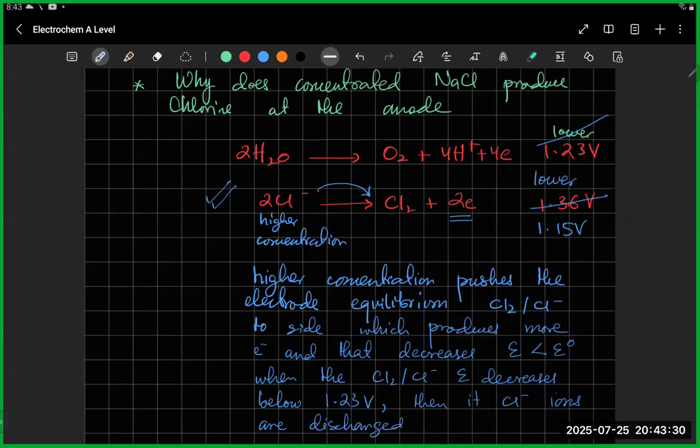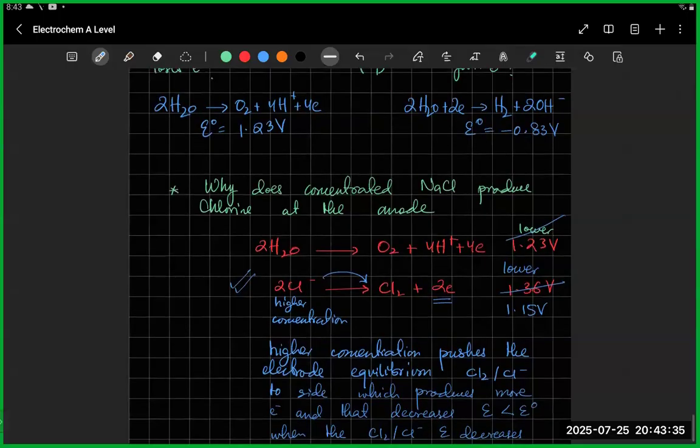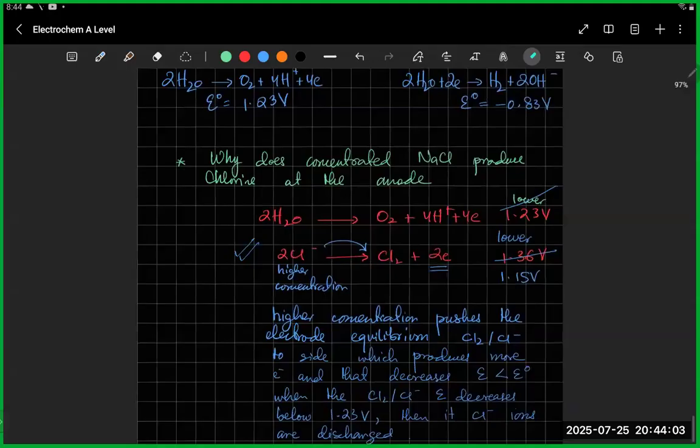Okay, is this clear? Although water is the one that has the lower potential, if you increase the concentration of Cl ions, the equilibrium in this electrode will shift to the right, because with higher concentration it will try to decrease concentration. More electrons will get produced, and if you have more electrons on the electrode, your potential would decrease. Instead of 1.36, it would be 1.15. So relatively speaking, it's actually the lower one now, and therefore at higher concentrations, you actually get chlorine gas.